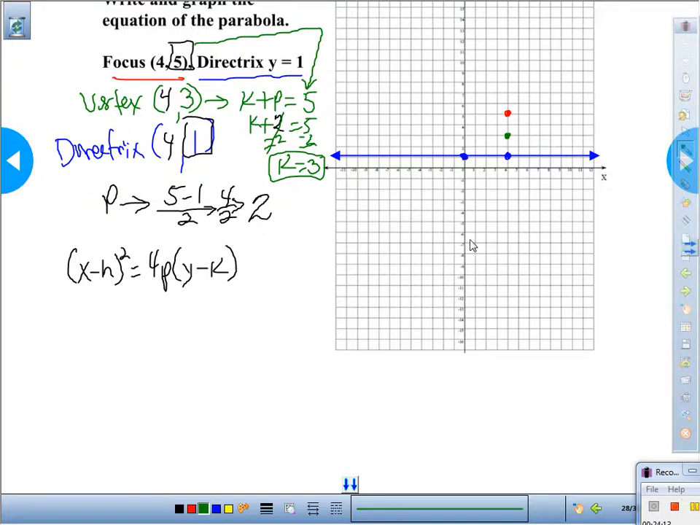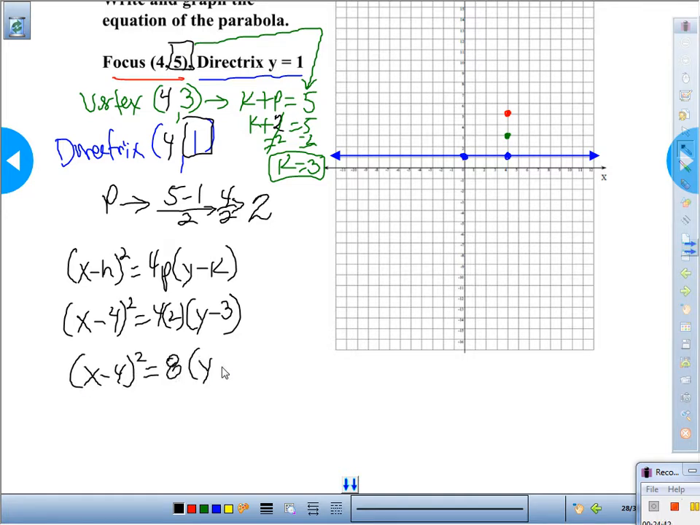All right. Before I plot my parabola, let me write my equation. I got x minus h is 4. 4 times p, what is p? 2. Y minus k, what is k? 3. Therefore, x minus 4 squared equals 8 times y minus 3. This is the equation to my parabola. Hands if you got that. Okay, good.